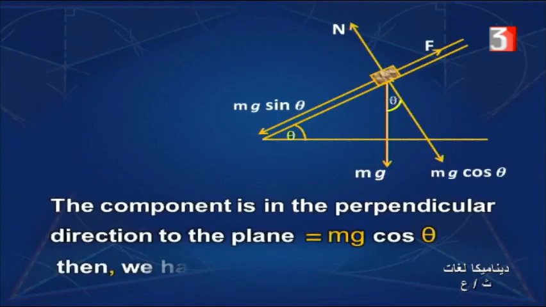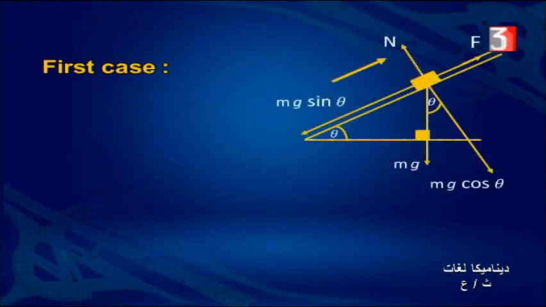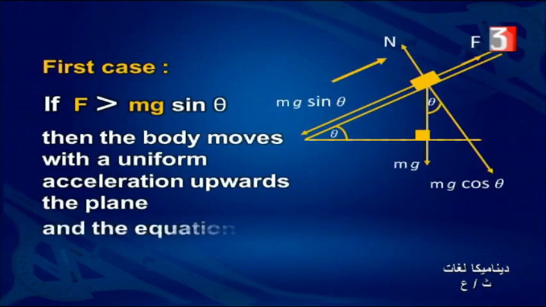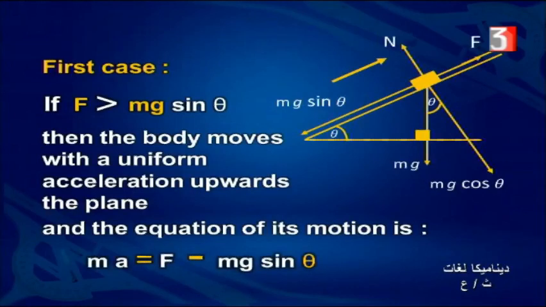Then we have three cases. The first case, if the magnitude of F is bigger than mg sine theta, the component of the weight in the direction of the plane downwards. In this case, the body moves with a uniform acceleration upwards the plane, and the equation of its motion is ma equals F minus mg sine theta according to Newton's second law.